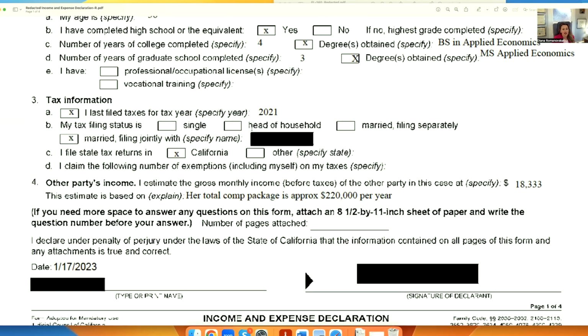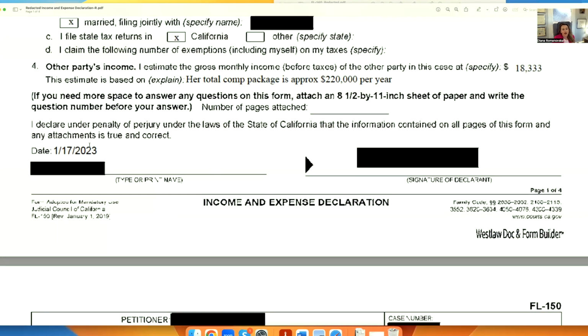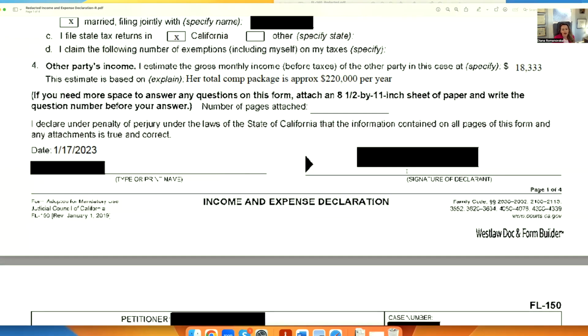My filing status is, missing, married filing jointly. The name is the other spouse. I filed tax returns in California or another state and claimed a number of exemptions. Other party, I don't fill this out unless I really know. I estimate the gross monthly income of the other party, X amount. Her total comp package is approximately that. When they file taxes jointly, that's how they know. Then date, type your name, sign.